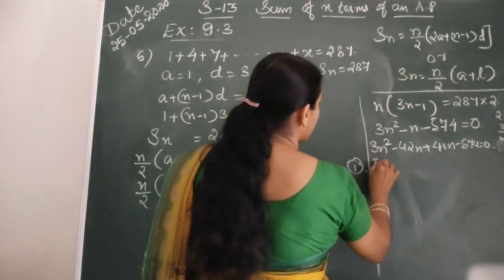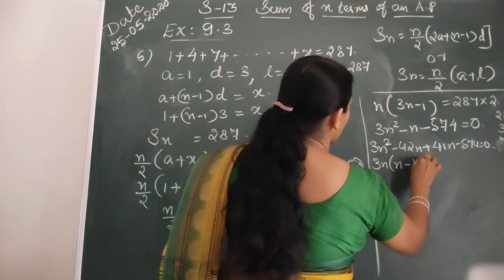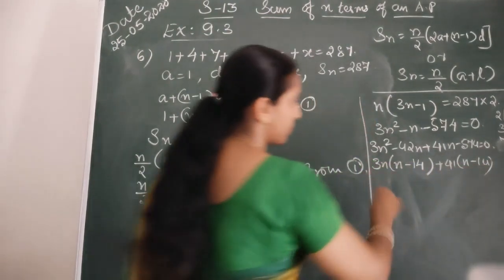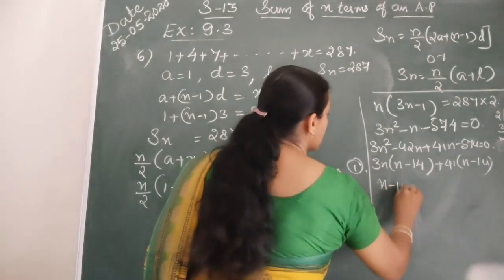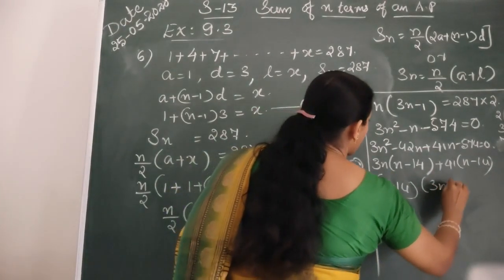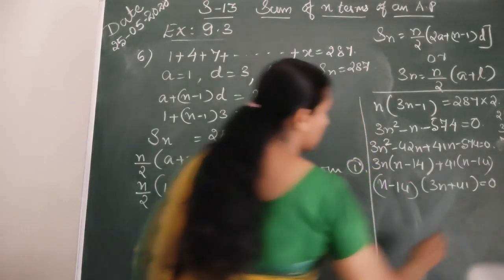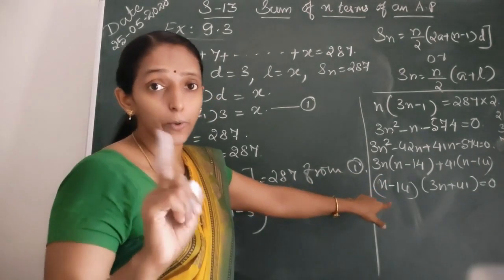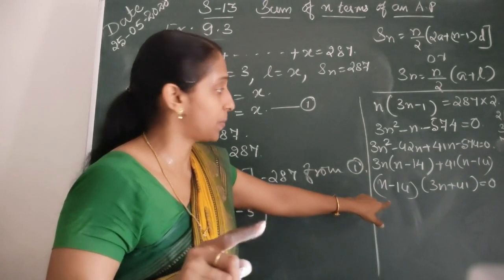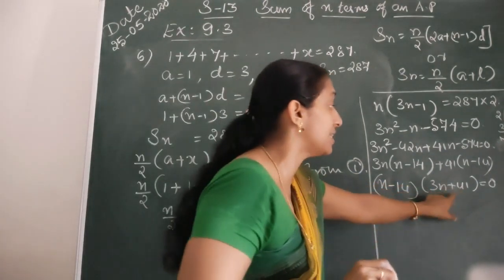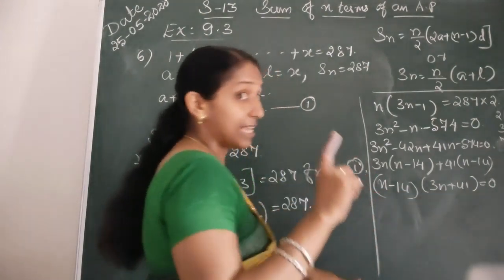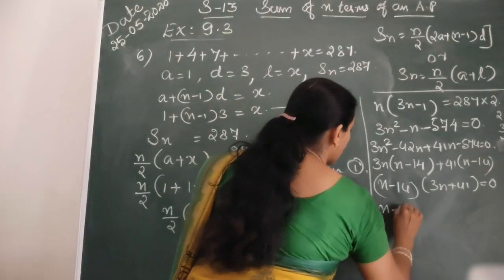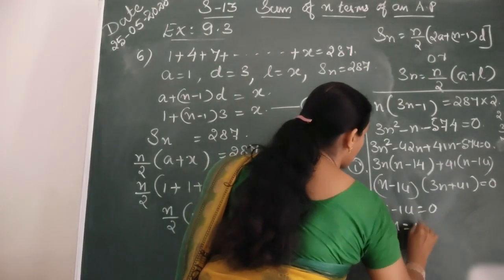Right? And if you are taking out 3n as common, n minus 14 plus 41 into n minus 14. After factorization you are getting (n minus 14) into (3n plus 41) equal to 0. And if you are equating this to 0, number of terms cannot be negative, so we can avoid this. n cannot be negative, n cannot be fractional, as I have told you in the last class. So equating it to 0, you are getting n equal to 14.